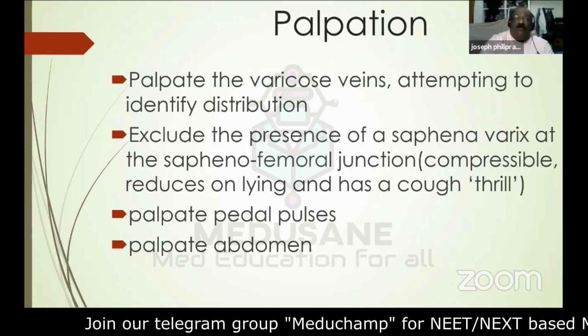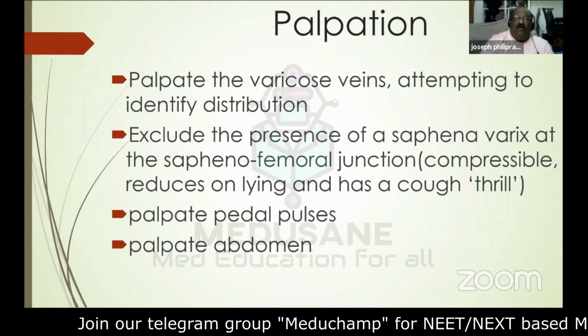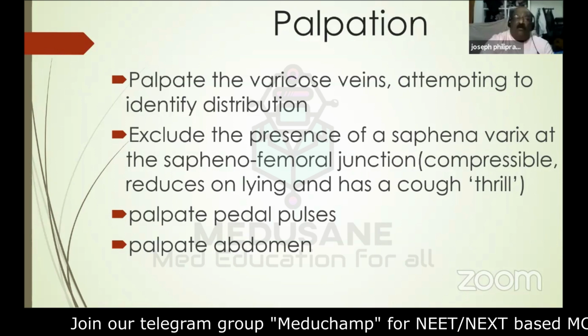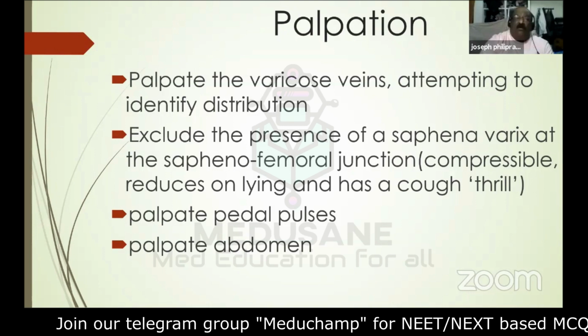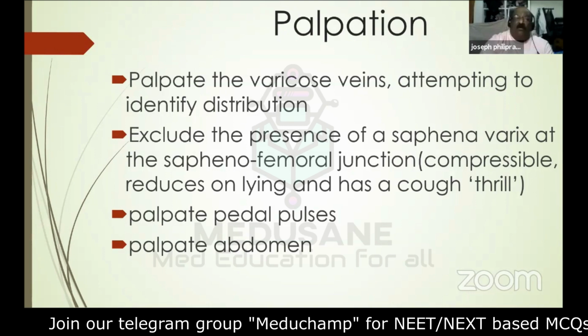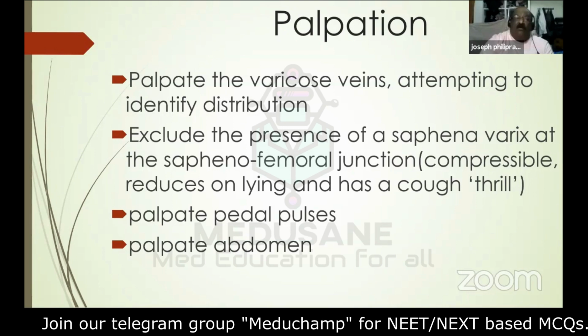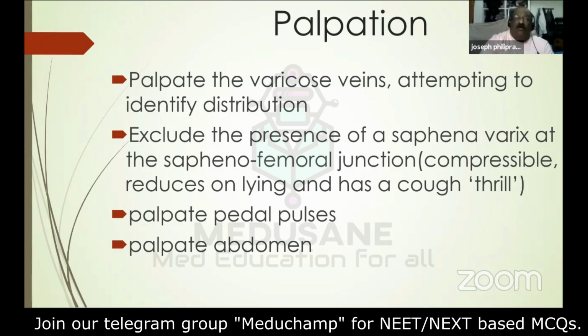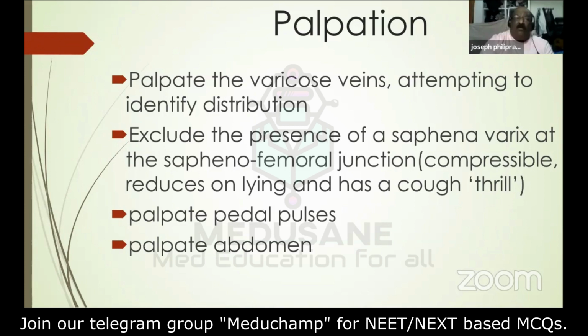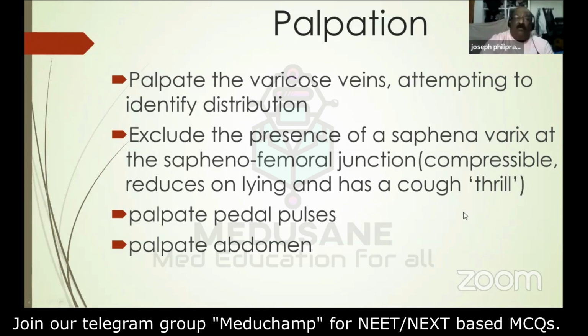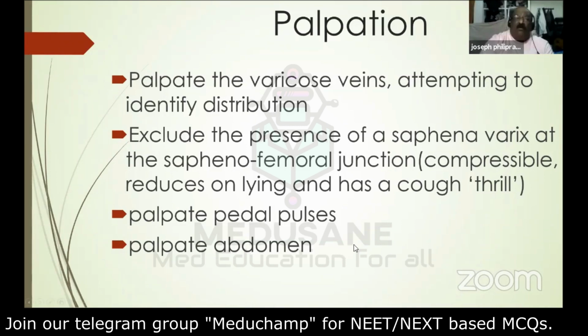Always palpate the abdomen for any obvious cause, such as a mass pressing over the vena cava or the iliac veins, which can give rise to a dilated venous system. So look for the pedal arterial pulses. Always palpate the abdomen for any obvious presence of any mass.